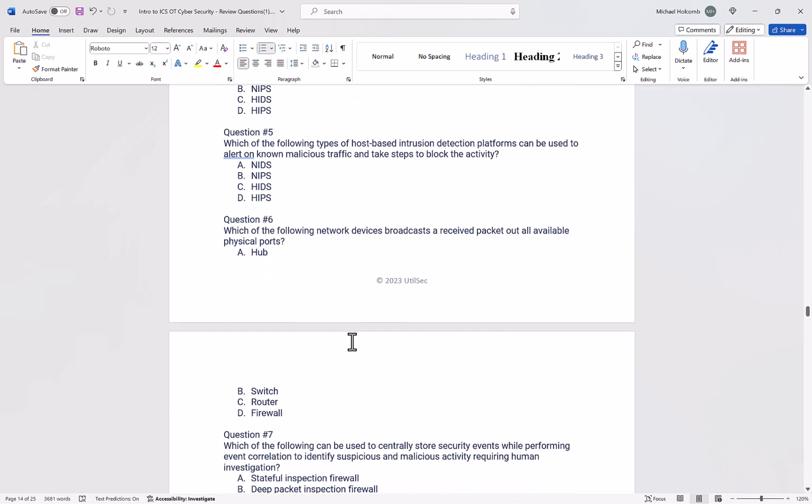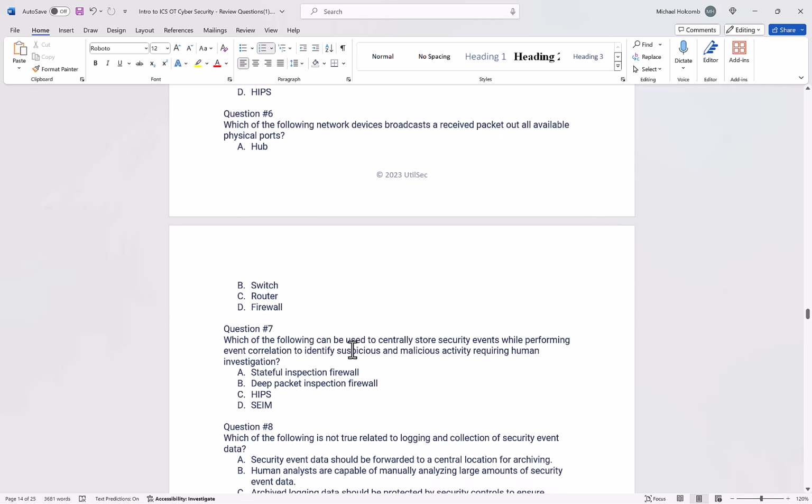So, okay. Question 5, which of the following types of host-based intrusion detection platforms can be used to alert on known malicious traffic and take steps to block activity? And that's what we were just talking about. If it's host-based, that's the H, right? So we know we're down to C or D. And then if it's taking action to block, remember that's the P, the prevention. So the host-based intrusion prevention system, or D, HIPS.